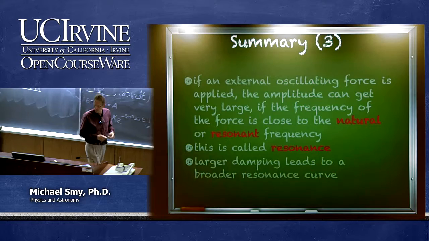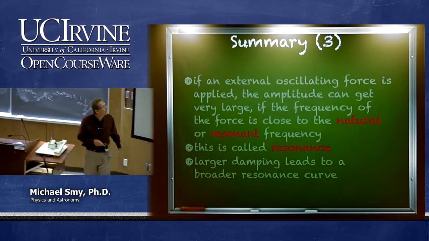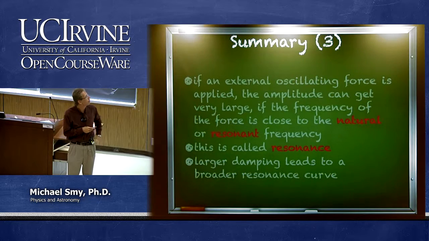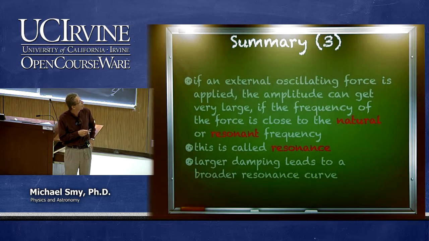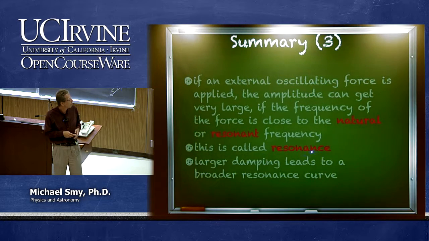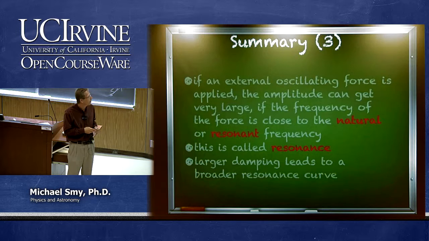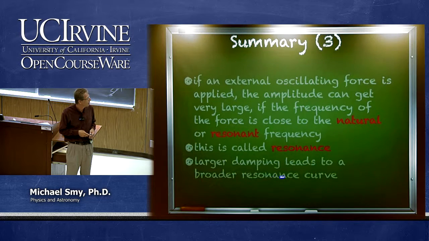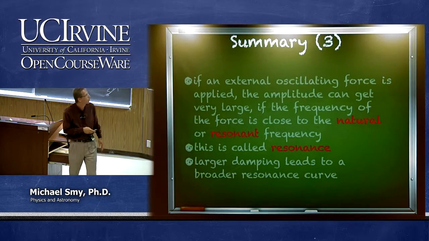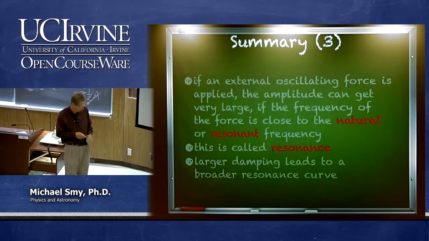And lastly, if an external force is applied, then the amplitude can get very large if the frequency of the force is very close to the natural or the resonant frequency of the system. And that is called resonance. A larger damping leads to a broader resonance curve than a smaller one.